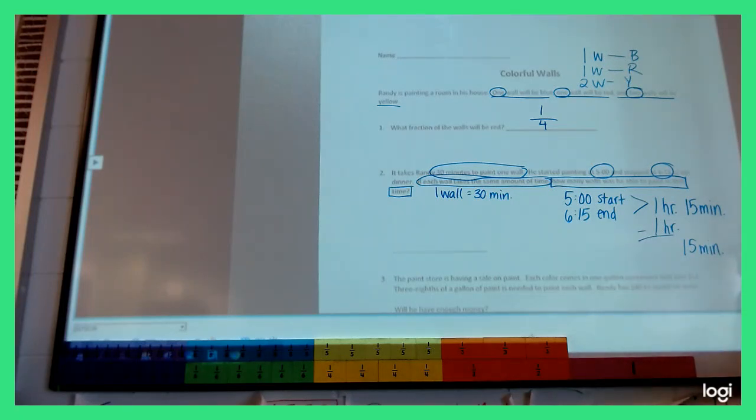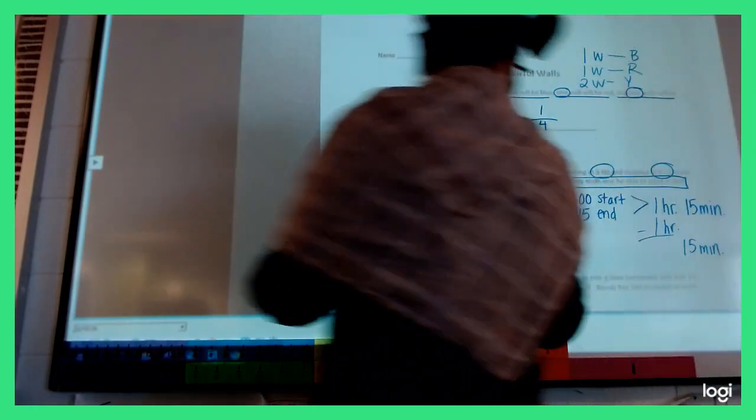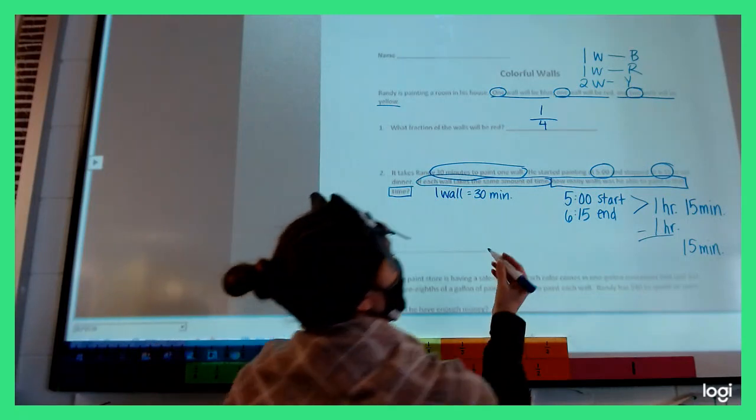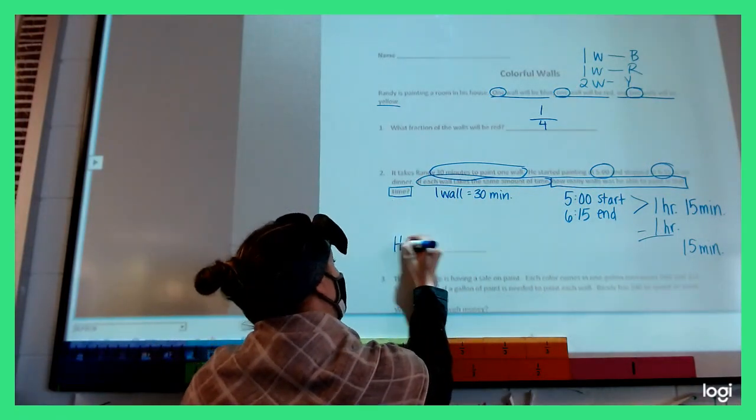Cadence? 2. And if I want to be really, really clear in my answer, could I say he was able to paint 2 walls completely and part of another wall? Yeah. You could even say half of another wall, okay? 2 1/2. So however you want to answer, you can choose your own words, but you can look up here if you need a place to start. So he painted 2 walls.